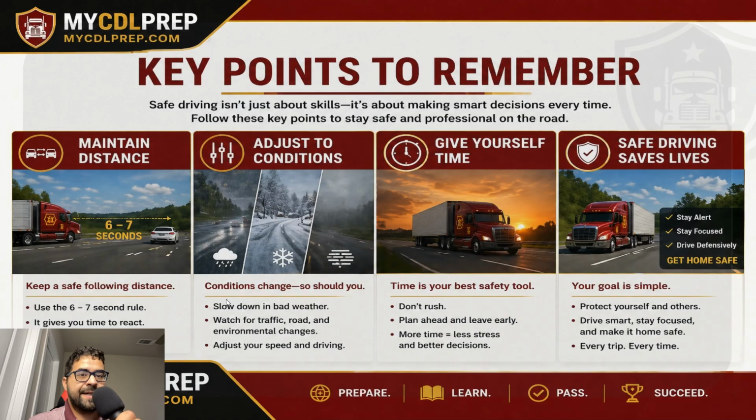All right, so the key points to remember from this lesson: safe driving isn't just about skills, it's about making smart decisions every time. Follow these key points to stay safe and professional on the road. You've got to maintain your distance, your 6 to 7 seconds of following distance. Keep a safe following distance. Use the 6 to 7 second rule. It gives you time to react. More distance equals more safety. Remember, this is in the test: the 6 to 7 seconds, and 10 seconds for inclement weather.